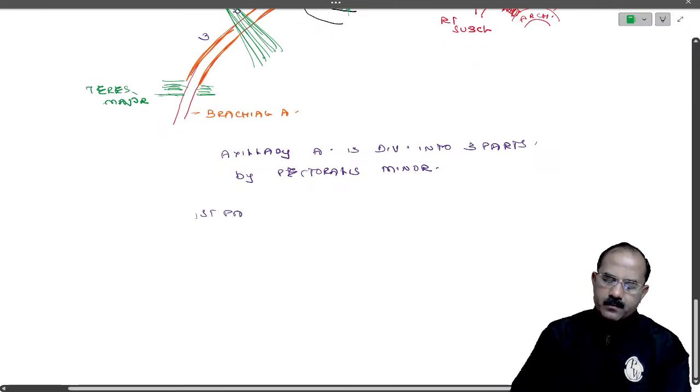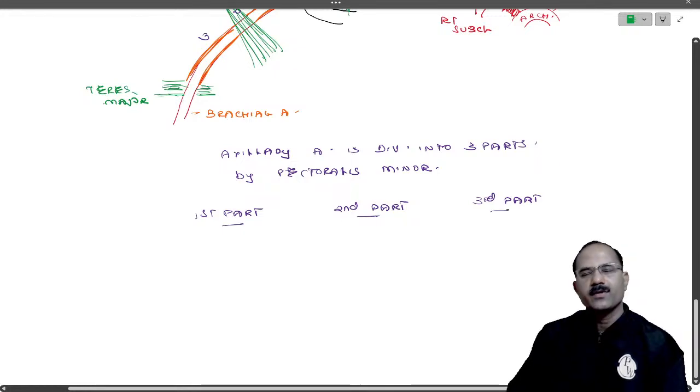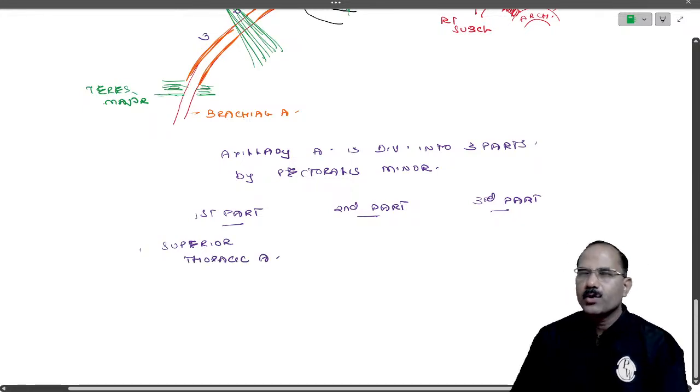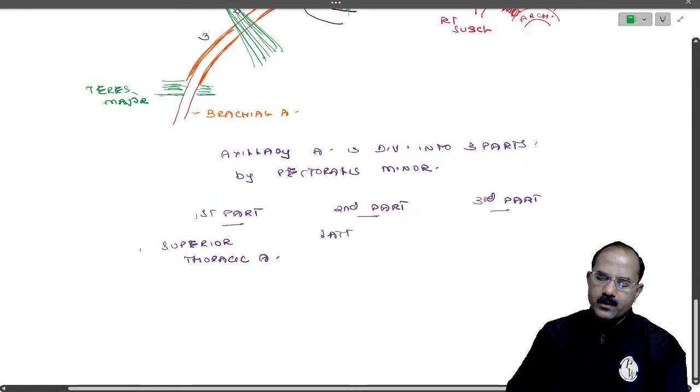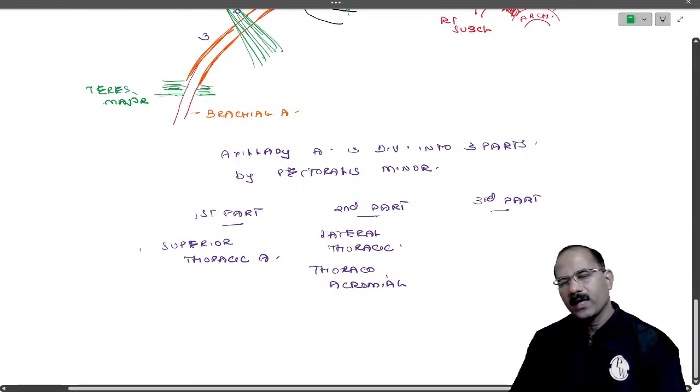First part, second part, and the third part. What are the branches of axillary artery? First part का एक branch, name superior thoracic artery. Superior thoracic artery. Second part के दो branches. One is the lateral thoracic and thoracoacromial. Lateral thoracic and thoracoacromial artery.